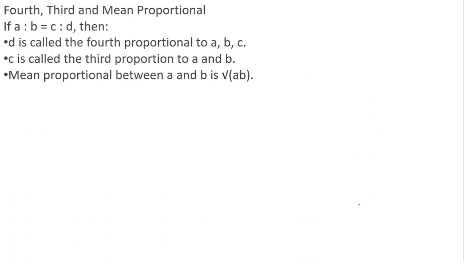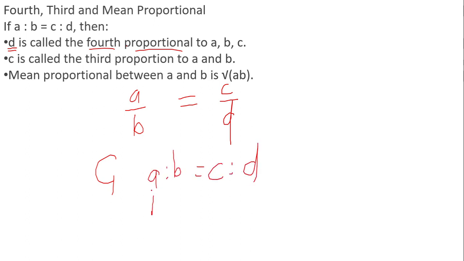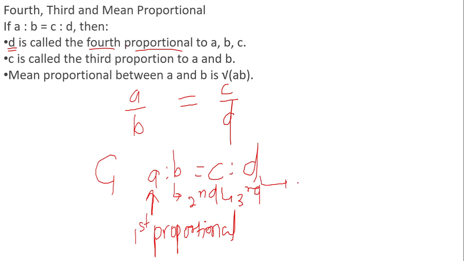that's it. Now this is again an important topic, that is the fourth, third, or the mean proportional. So if they are telling you that we have two ratios, a upon b and c upon d, and they are said to be in proportion, it means they are equal. So the d over here is called the fourth proportional. Try to understand, a is to b is equal to c is to d. A is called the first proportional, b is called the second proportional, c is called the third proportional, and d is called the fourth proportional.